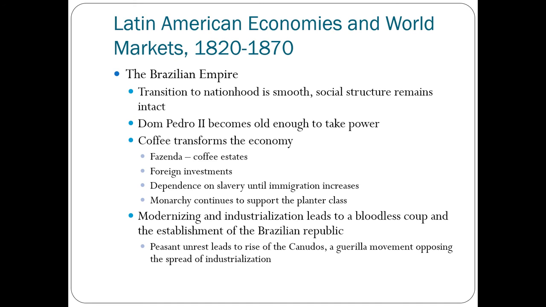Dom Pedro I, remember, was the son of King Dom João. Dom Pedro I was the guy that declared independence. Dom Pedro II will be his son. He actually becomes emperor very early on, when he's very young. Once he becomes old enough to actually take power, he will rule fairly effectively in Brazil.